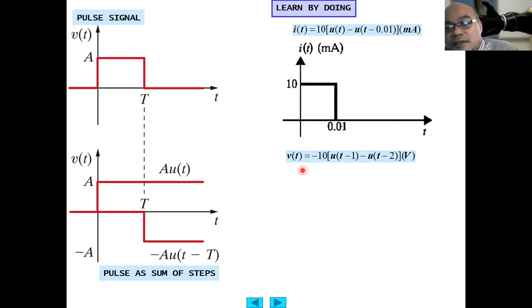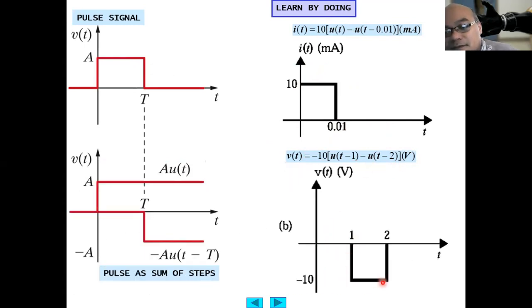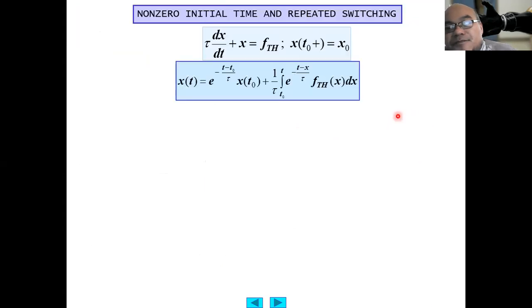Voltage v(t) now is 10 u(t minus 1) minus 10 u(t minus 2). So this is a pulse signal of voltage, whose amplitude is 10 volts, which occurs between 1 second and 2 seconds, like this. Okay.